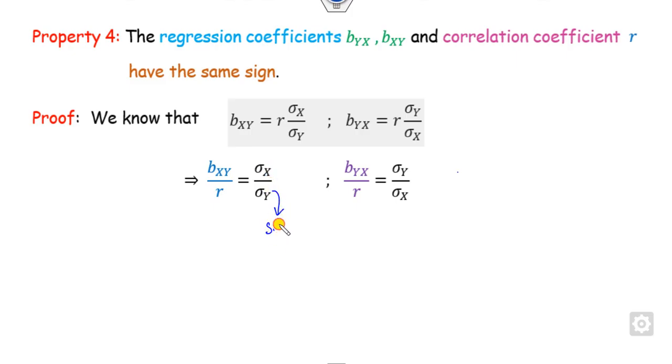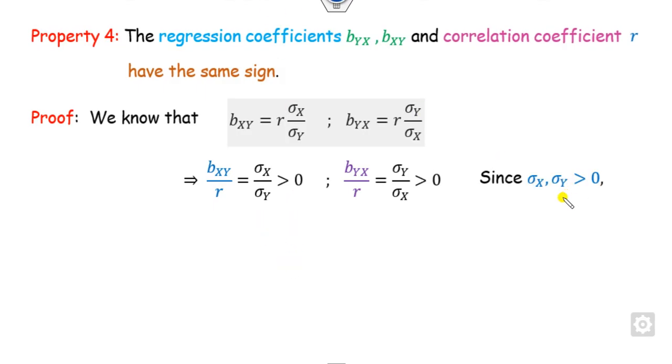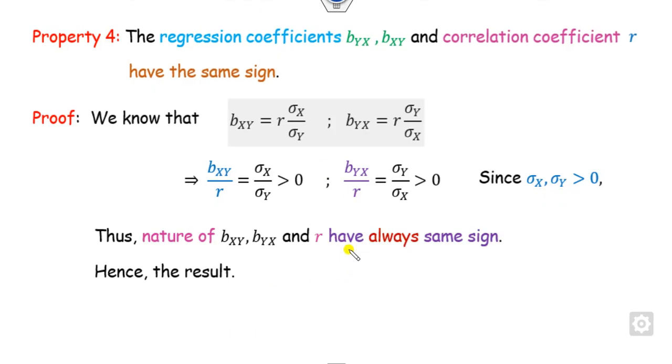This is nothing but the ratio of the standard deviations. And what is the standard deviation? It is always positive. So once sigma x and sigma y are both positive, the ratio will also be positive. So what is the meaning of that? It means byx upon r is greater than 0 and bxy upon r is greater than 0. It means bxy and r either both are negative or both are positive. That means both have the same sign. Similarly for byx, either both are positive or both are negative. So therefore the regression coefficients and r always have the same sign.